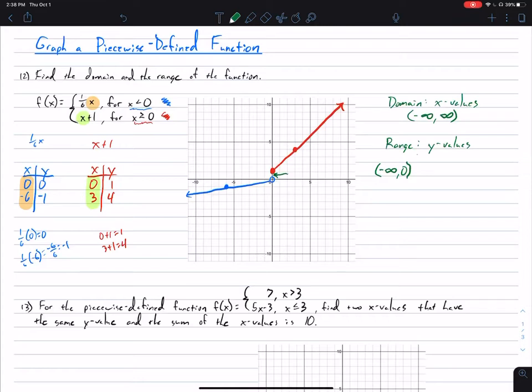The red one starts at 1. 1 is included, so we can put a bracket there. And it keeps going up forever, so that's going to go up to positive infinity. Now, since I have these two parts of my range, I want to include both of them. Use a capital U symbol, and that's going to represent the union between those two interval notations. So it counts the blue one and the red one. Let's highlight this. So this would be my range, and that would be my domain.